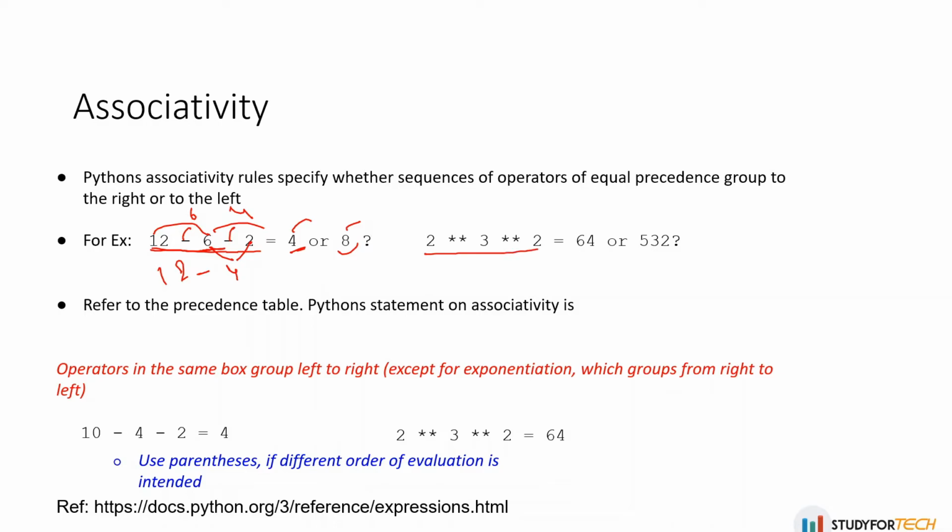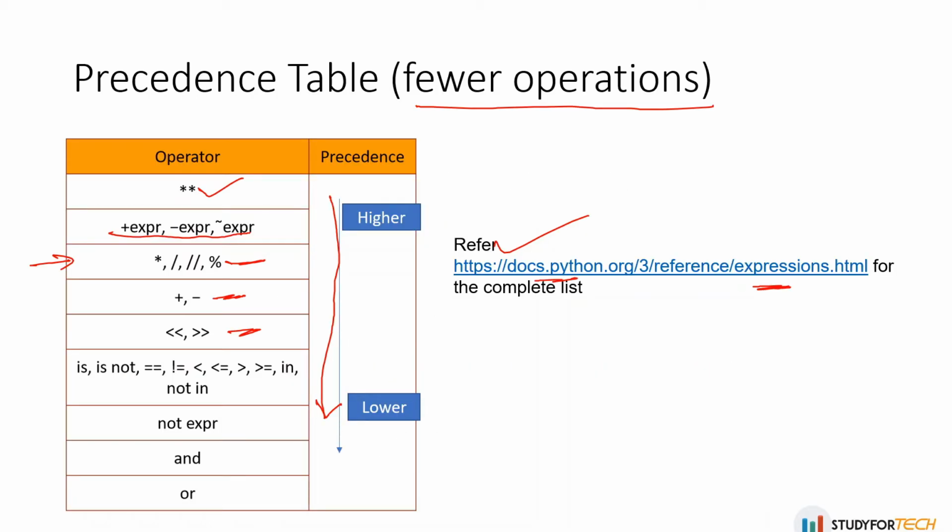Similarly, you can see here this is the exponential. So 2, 3 or 3, 2. If you do this one, then this would be the output. If you start from this side, then this would be the output. So refer to the precedence table. Python's statement on associativity is: operators in the same box group left to right, except for exponentiation, which groups from right to left. So if you go here, if in the same group, it will start from left to right except exponentiation.